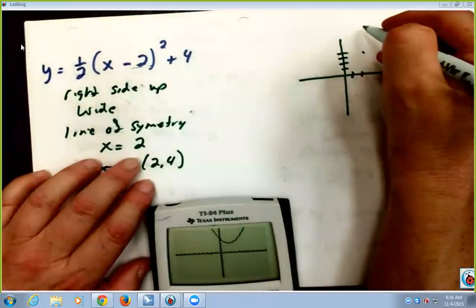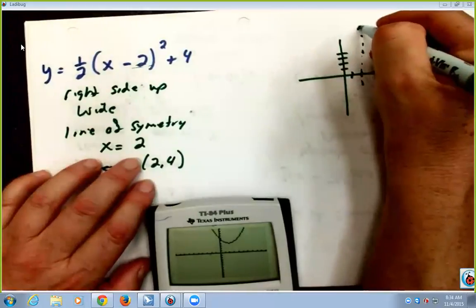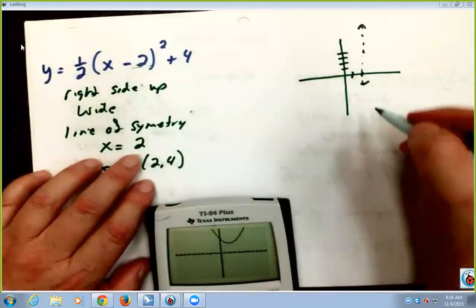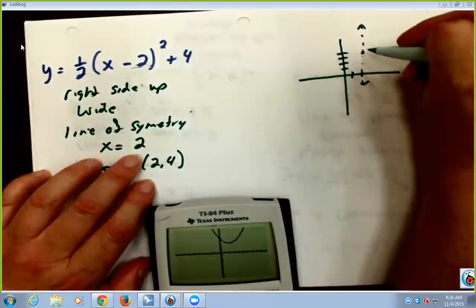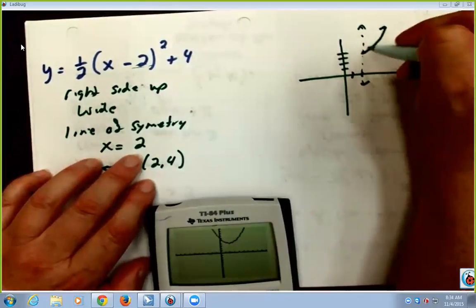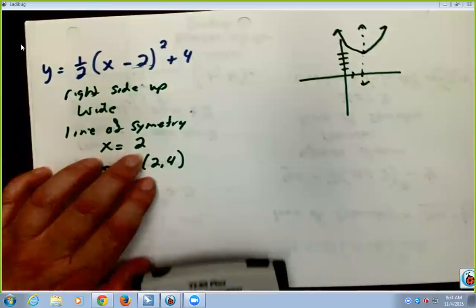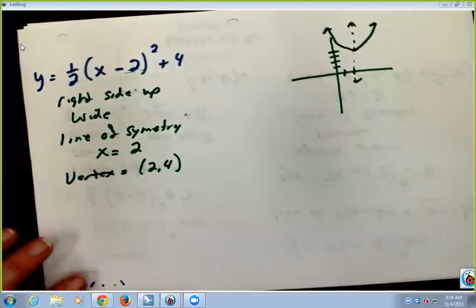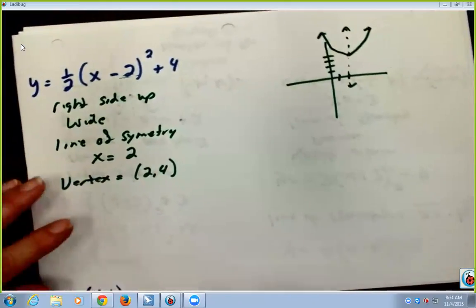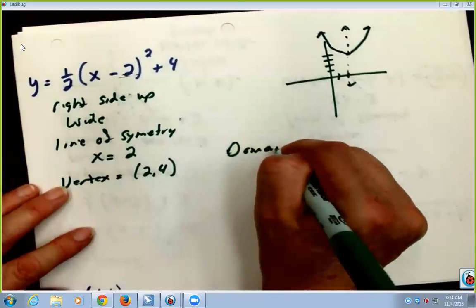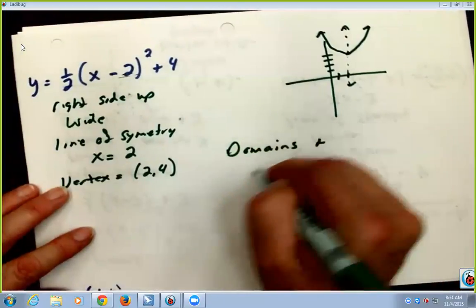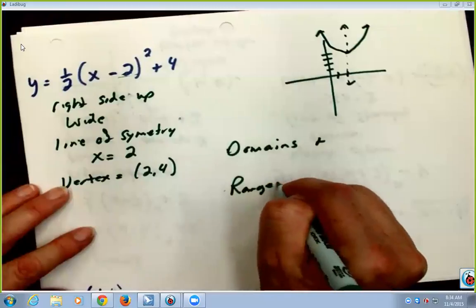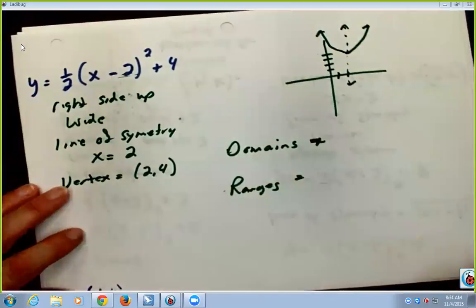And we know it has an axis of symmetry coming through at 2. It's going up like so, and it is fairly wide. So now we need to talk about domains and ranges. And we did domains and ranges before.